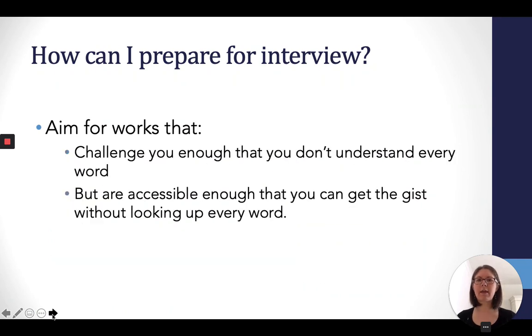And in each case, I think it's a good guideline for you to aim for works that challenge you enough that you don't understand every single word that you're reading, but that are accessible enough that you can kind of get the gist of what you're reading without looking up every single word.